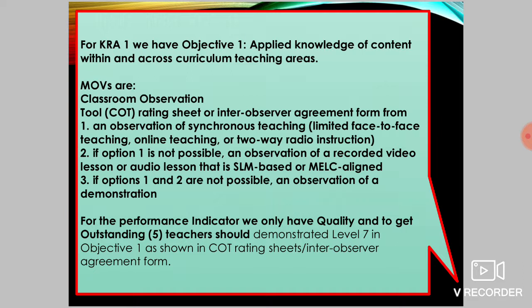If options 1 and 2 are not available, the observation for a demonstration could be done using the Learning Action Cell or LAC. To get a performance rating of Outstanding, 5, the teacher should demonstrate 7 in Objective 1, as shown from the COT rating sheet.